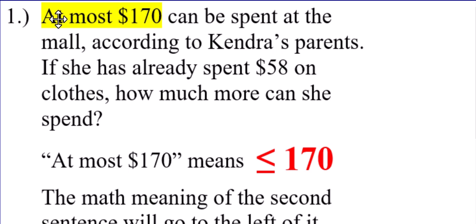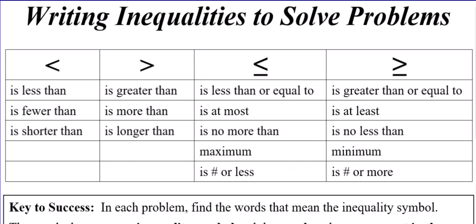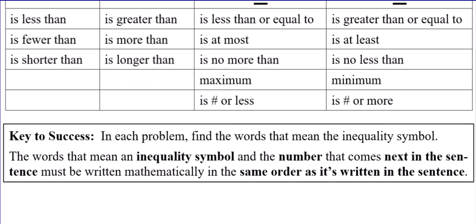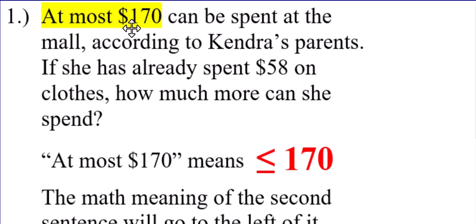Here are the words that mean the inequality symbol: at most. You can find that up here at the top. At most means less than or equal to. And notice $170 is immediately next in the sentence. That part must be written mathematically in the same order that you saw it in the sentence. That's what this key to success was talking about. So, since 170 was to the right of the phrase at most, it has to stay to the right of less than or equal to.